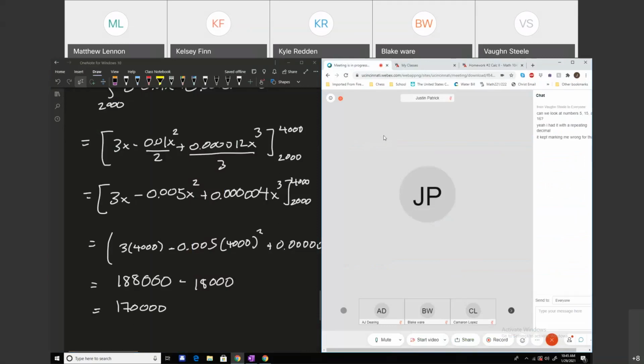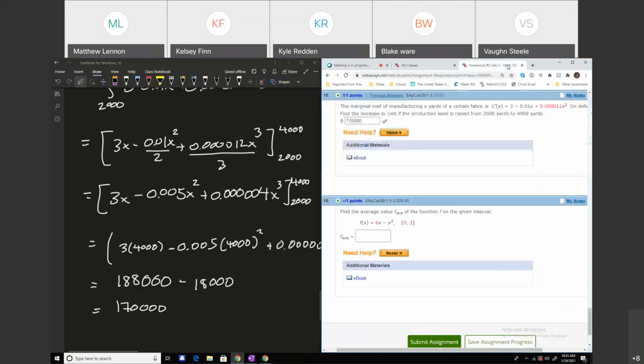Did that make sense? Hiding it with a repeating decimal kept making me wrong. Yeah, so I don't know if you can plug in repeating decimals. You might have to simplify your fractions. Did number 15 make sense for people that were asking questions about it? Okay, good. All right, let's look at the last one, 16.